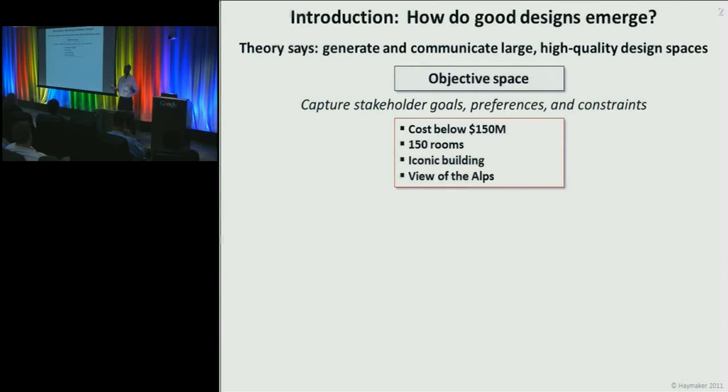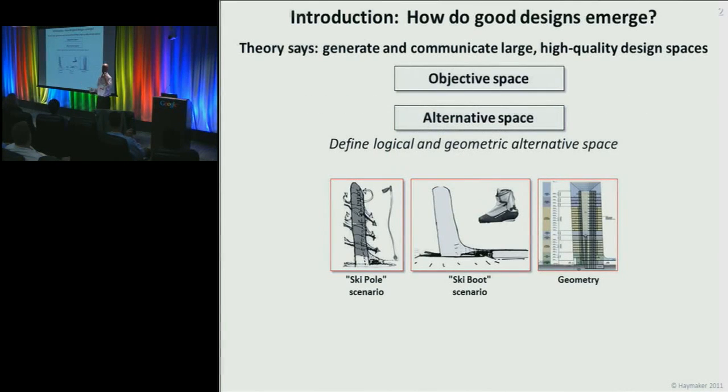The objective space: what are the things we're trying to achieve? In this case, we're talking about a high-rise in Switzerland, so we want the cost to be 150 million, about 150 rooms, an iconic building, a view of the Alps, maybe some energy efficiency goals, maybe some other types of goals. And understanding which are most important. Is this really about energy efficiency? Is this about great rooms with great views? What are the trade-offs there?